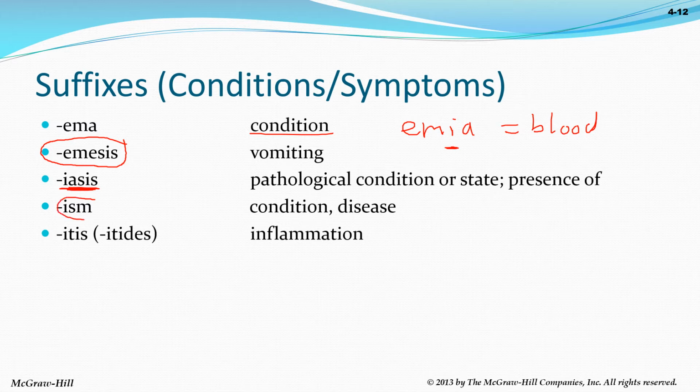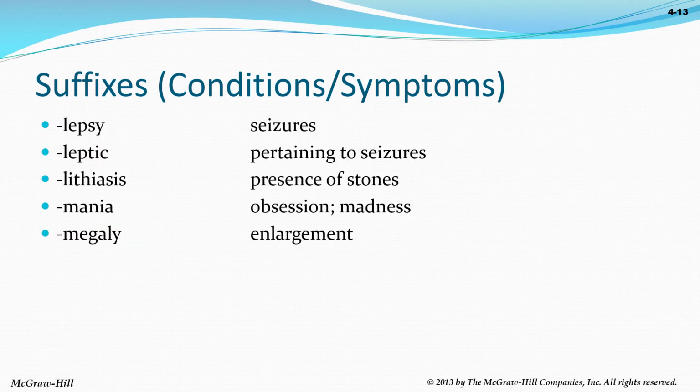Ism, we already know that, right? You suffer from gigantism. You suffer from dwarfism. You suffer from whatever condition. Itis, we already have. Epi. Epi is above. You're probably used to epilepsy. That's when the top portion of your brain kind of fires crazy. Lith is stone. Iasis is presence of. So this is presence of stone.